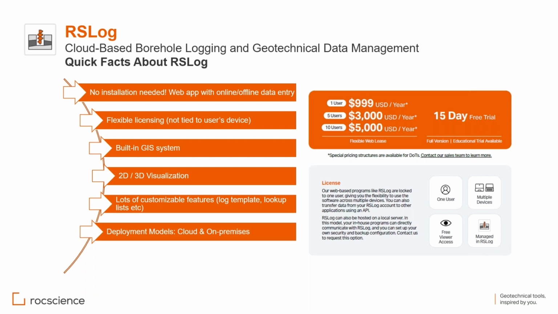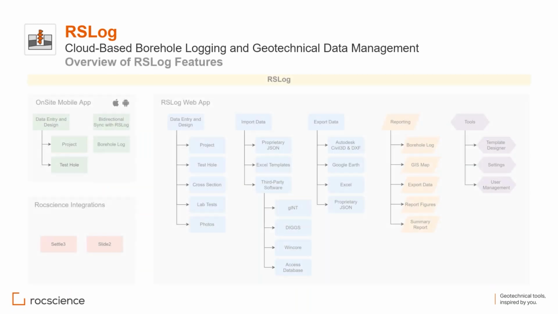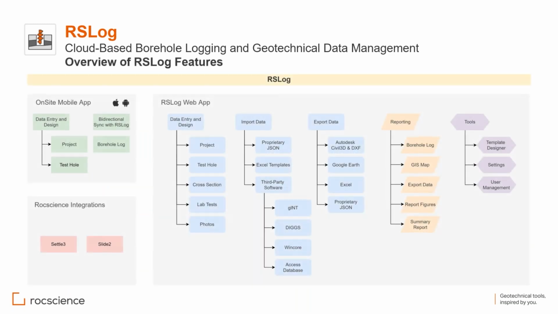You have two different deployment models: the cloud version, which is used by most of our users, and then there is the on-premises version, where the application RSLog and its database are installed on your own server. If you need more information, please contact us. We will be happy to help you. And of course, we have ongoing development. Those of you who are familiar with RSLog know that every few weeks we have an update, and again, no installation needed. Next time you log in, you will see new features, improvements and bug fixes automatically.